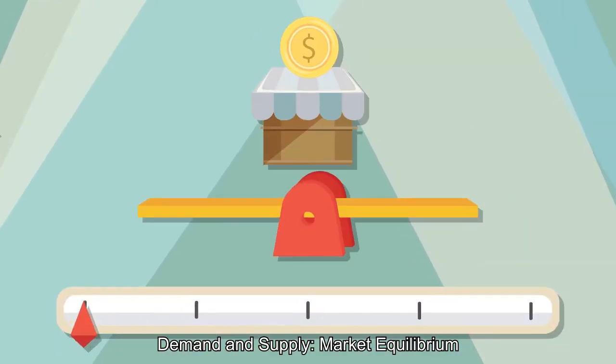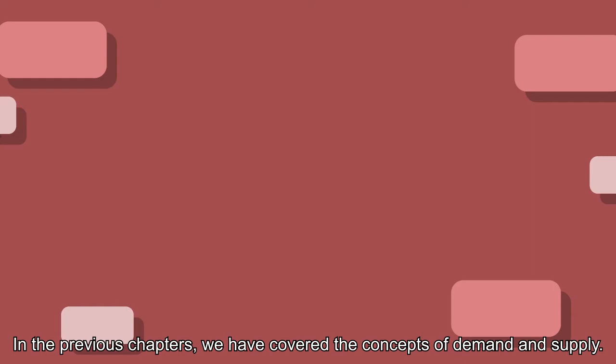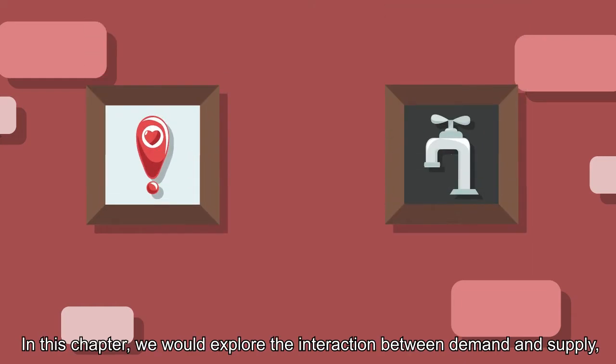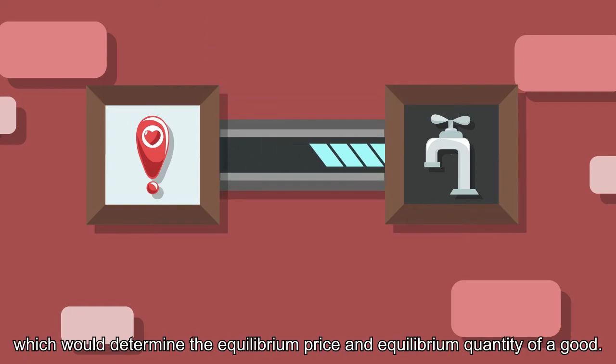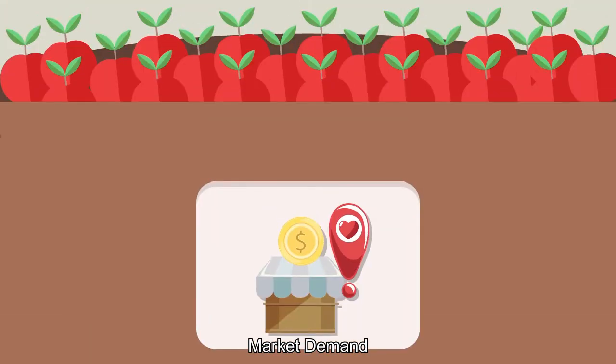Demand and supply, market equilibrium. In the previous chapters, we have covered the concepts of demand and supply. In this chapter, we will explore the interactions between demand and supply, which would determine the equilibrium price and equilibrium quantity of a good.